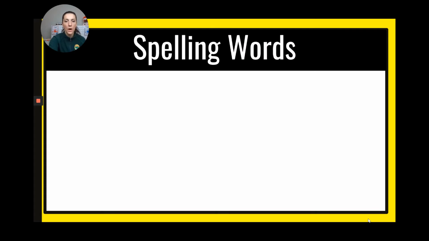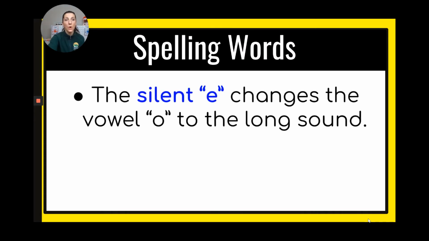Okay, so if you notice, all of our spelling words have the long O sound. We're only going to look at the words here that have the silent E at the end. So the silent E with O words works the same as it did with A and I words. It changes the vowel sound to the long sound. So let's look at the first one. Everybody, you read this. What is the word? You tell me out loud.